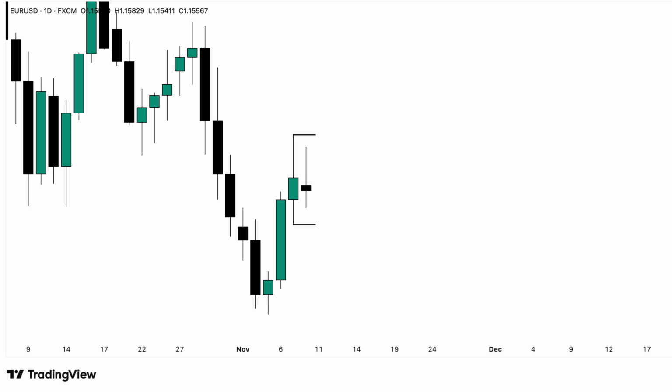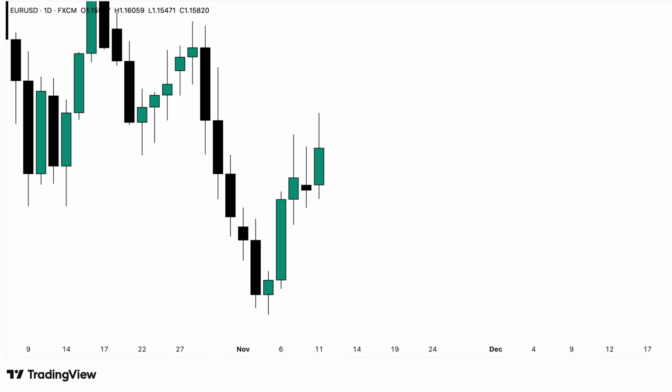Now remember what I told you. Inside bar candles do not stop your analysis. They are just a pause. So even here, we continue anticipating bullishness. And what happened? Price pushed higher.